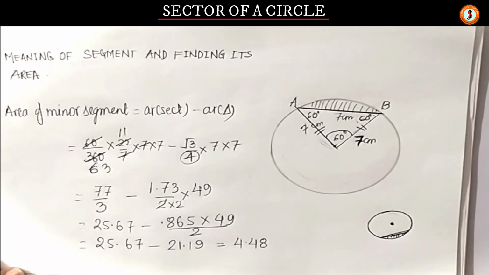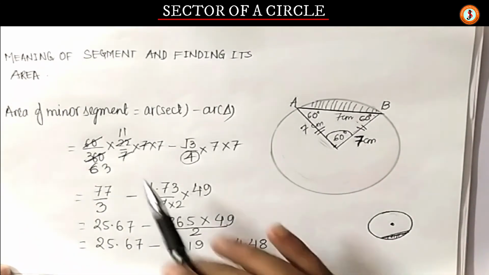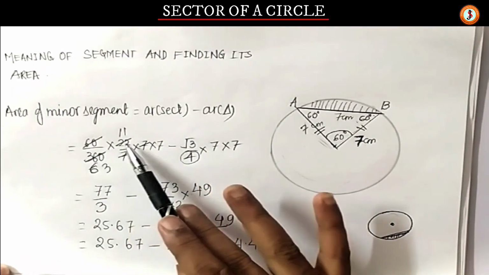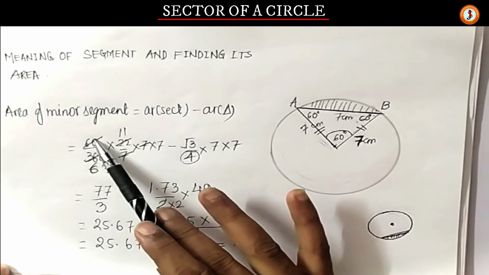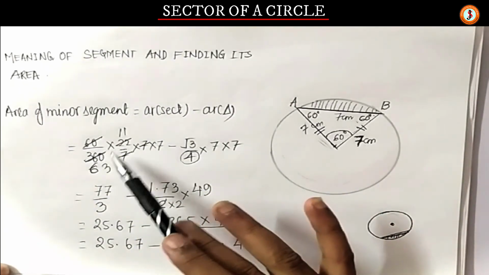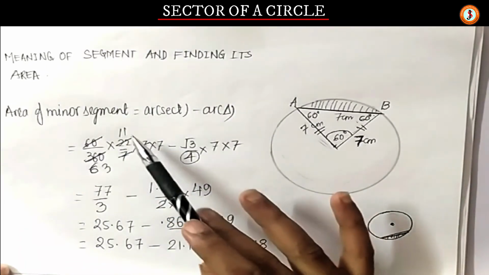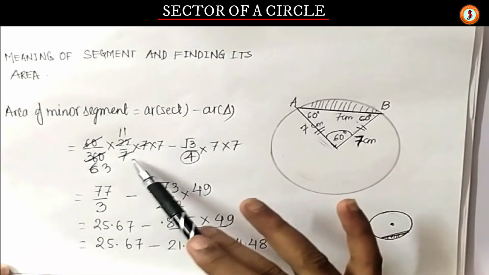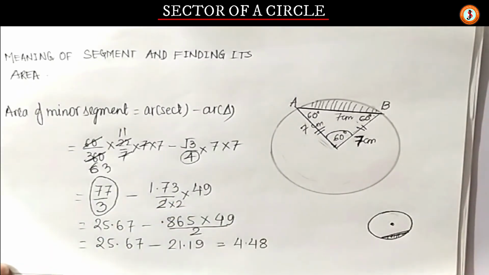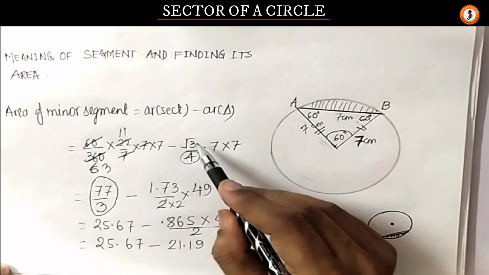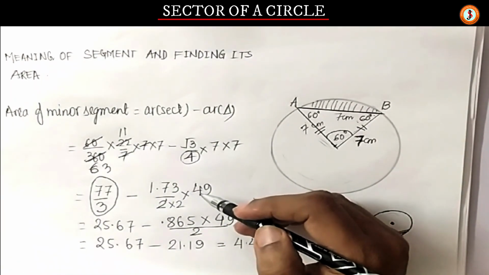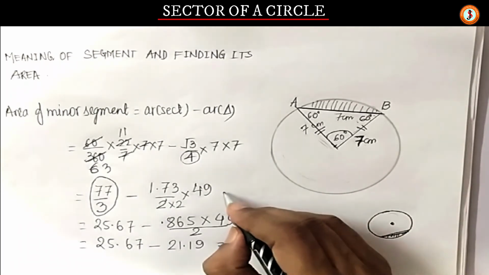I'll try to take out the help of Sachin sir. So Sachin sir, area of the minor segment is theta by 360 into pi r square. So that is 60 by 360. So 6 goes. Okay, then 2 11s and 2 3s are. So 11 into 7 is 77 by 3. Can you tell me what is 77 by 3? That is equal to 25.67. Very good. And 1.73 into 49.